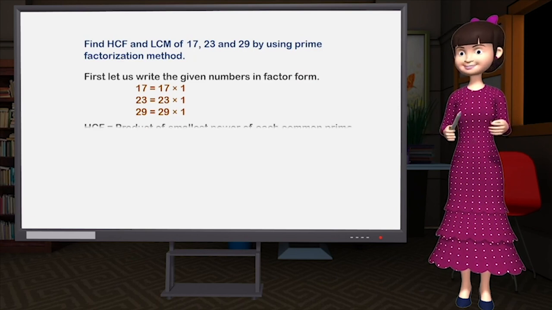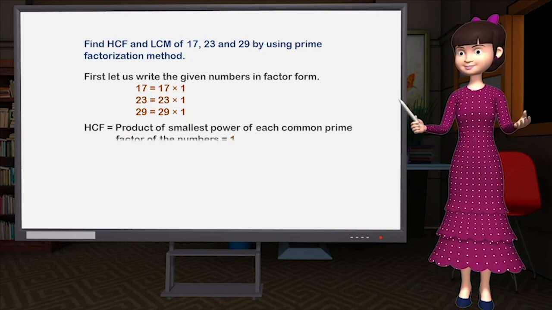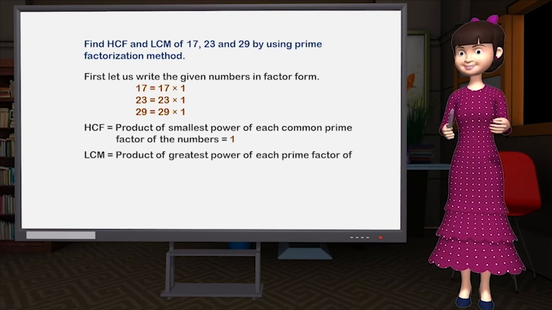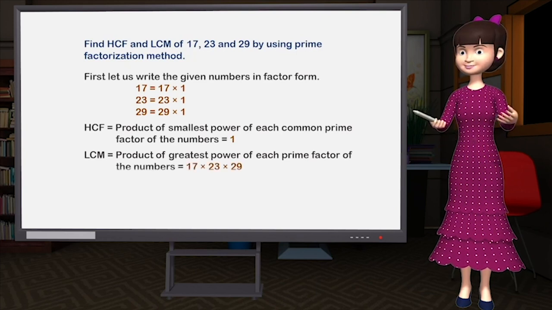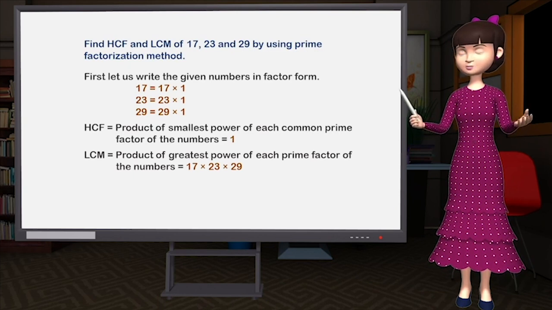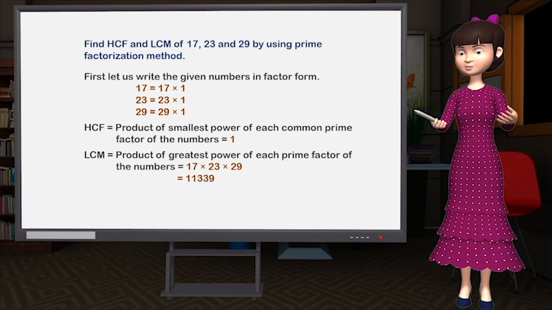Therefore, HCF is equal to the product of the smallest power of each common prime factor of the numbers, that is 1, and LCM is equal to the product of the greatest power of each prime factor of the numbers, which is equal to 17 into 23 into 29, which is equal to 11,339.